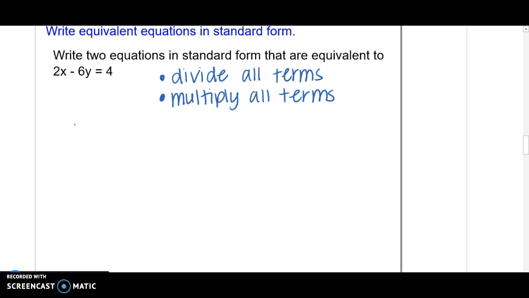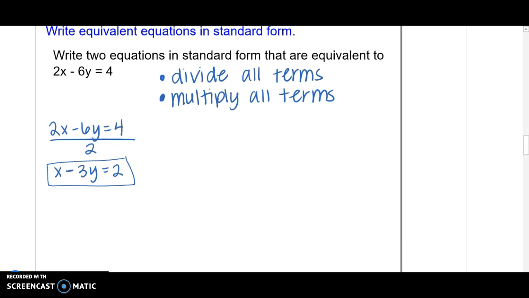What number could we divide those by? Well, we could divide them by 2. So we'd have 2x minus 6y equals 4. We could divide this whole thing by 2. So we have 2x divided by 2, which is just 1x, minus 6y divided by 2, which is 3y, equals 4 divided by 2, which is 2. So that's an equivalent equation.